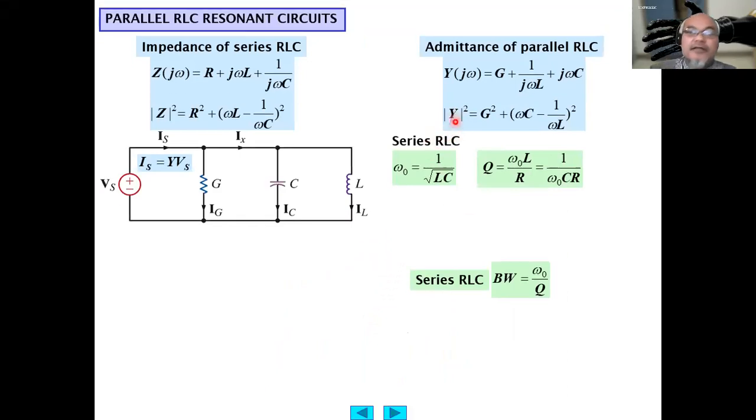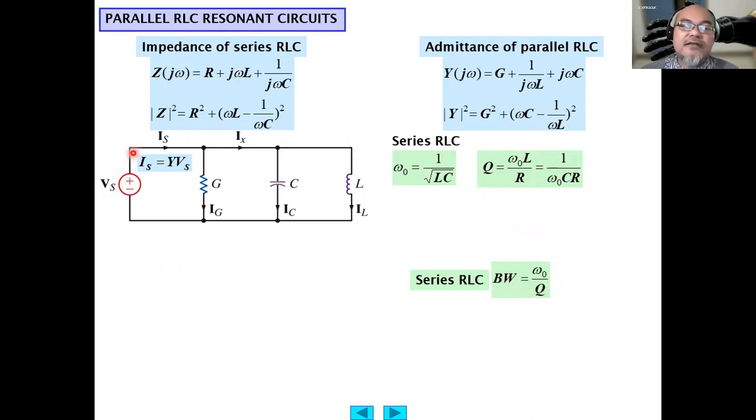Okay. Now we look at the case with the parallel RLC resonance circuit. The impedance of series RLC is as we derived earlier, and we have also derived the admittance of the parallel RLC: Y(jω) equals G plus 1 over jωL plus jωC. For the series RLC, ω0 equals 1 over square root of LC, the quality factor equals ω0 L divided by R, or 1 over ω0 CR. The bandwidth is ω0 divided by the quality factor.